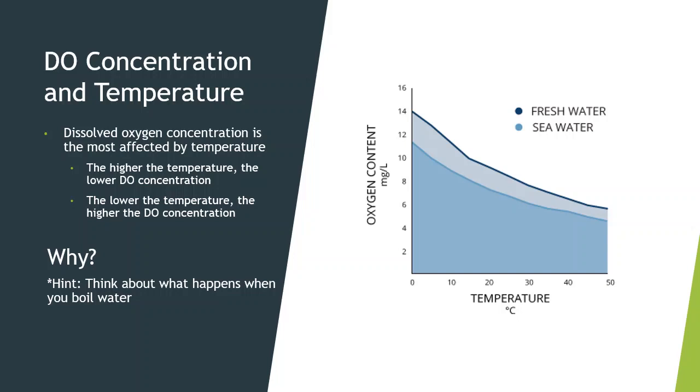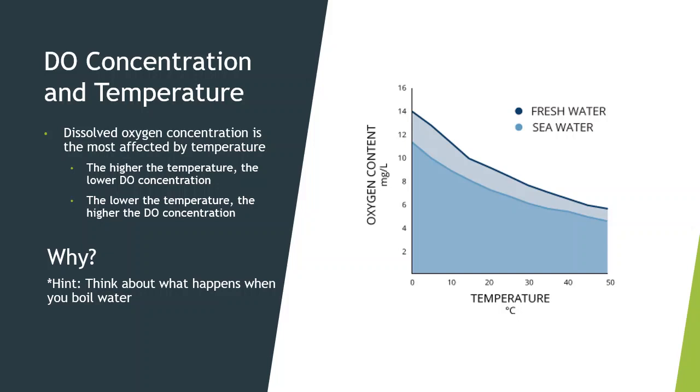So for our dissolved oxygen and temperature, temperature is pretty much the parameter that most directly affects dissolved oxygen in a waterway. The higher the temperature, the lower the amount of dissolved oxygen in that waterway.